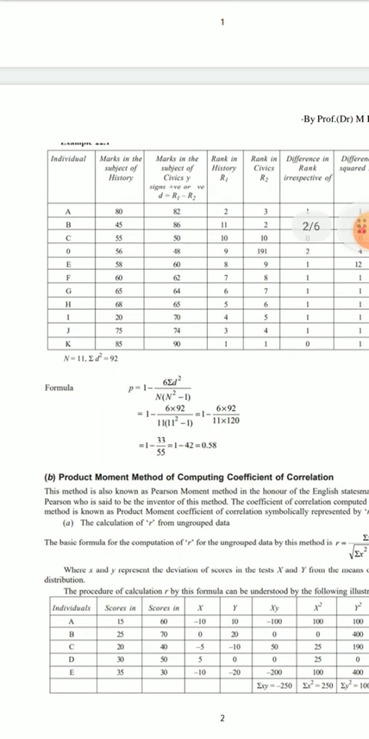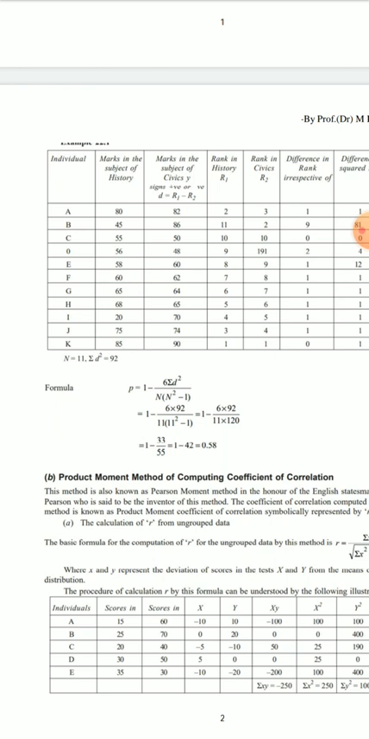Now come to the main point. What is the Karl Pearson coefficient of correlation? It is the most widely used method of measuring the degree of relationship between two variables. This coefficient assumes the following. First, that there is a linear relationship between the two variables.